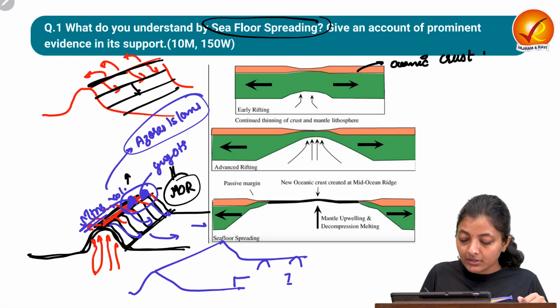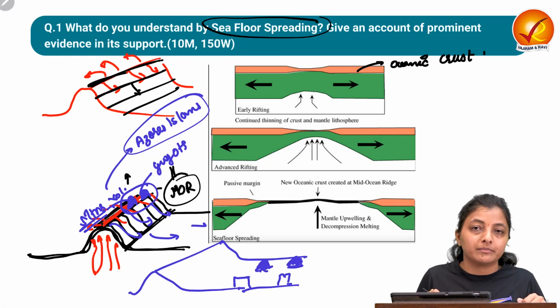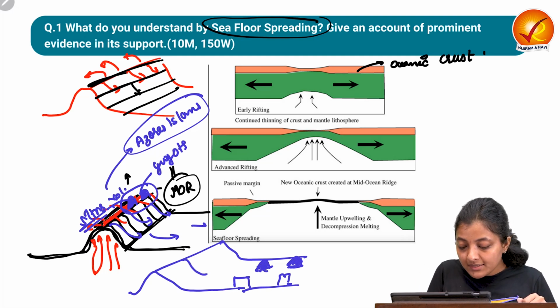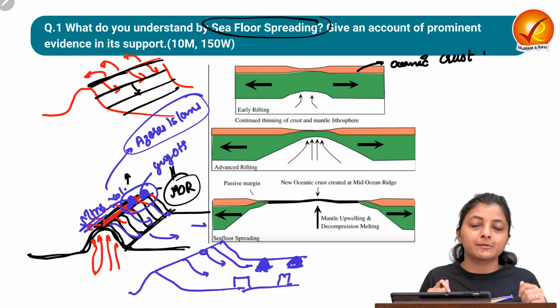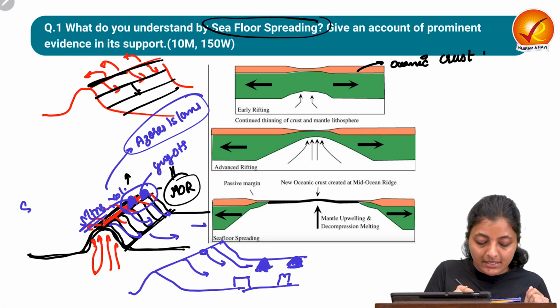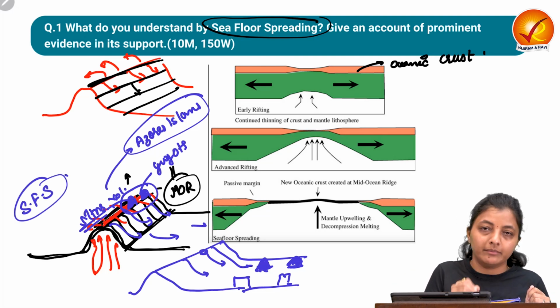Even if below there is no volcanic eruption, no new magma eruption, these features have come from here to here because the sea floor is spreading. Okay, so this is sea floor spreading theory.